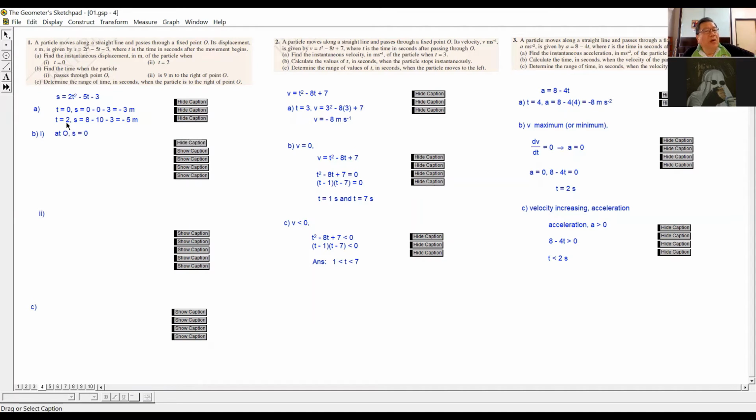Now, they ask you to find the time when the particle passes through O. Now, there is one thing that you need to know about O. At O, the s is 0, because this is the center position. This is 0, then 1, 2, 3, and 0, negative 1, negative 2. So at O, s is 0. So you substitute s equals to 0 into this equation here.